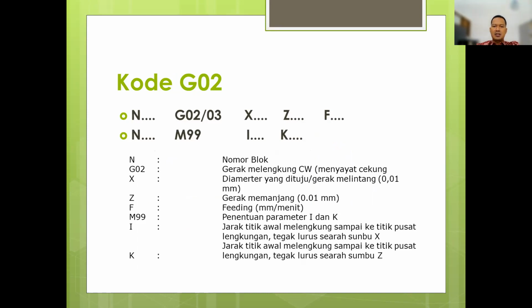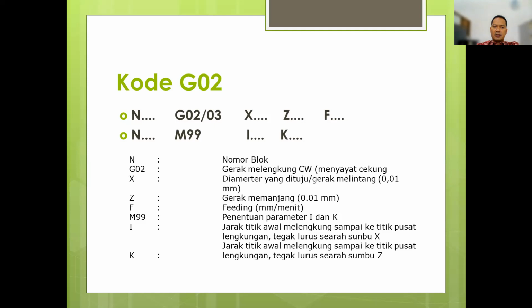And then the code G02 and G03 are the same. This is for a circular movement or to create a fillet in the turning process, with the format N and then G02 or G03, and then X, Z, and F, and then continue to the next line N and M99, and then I and K.